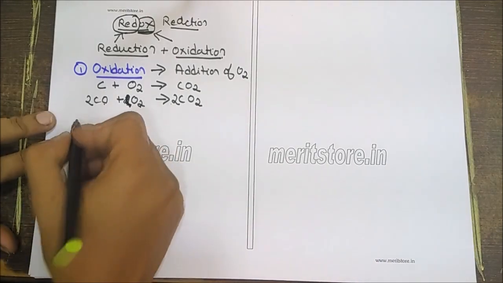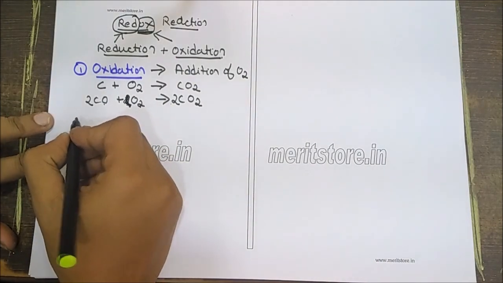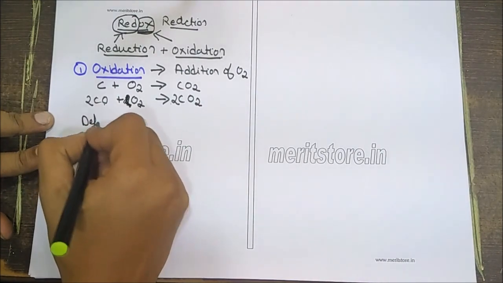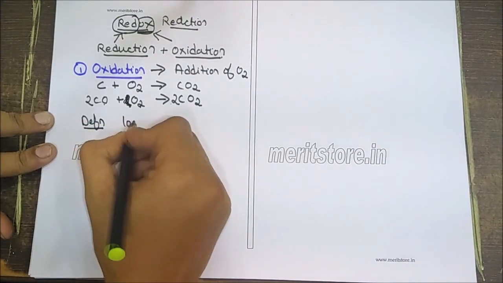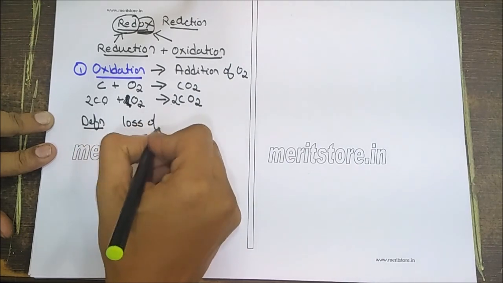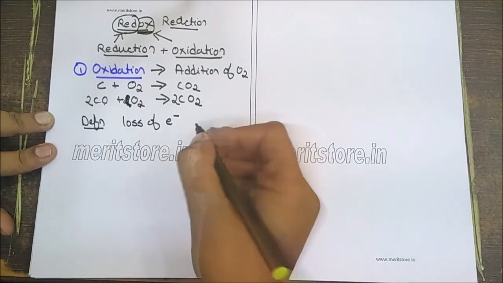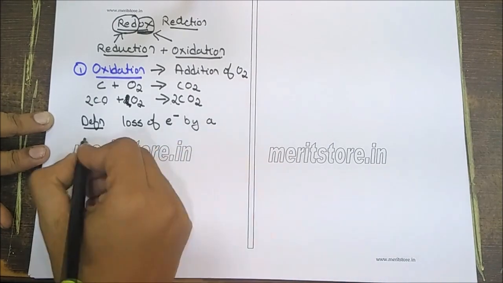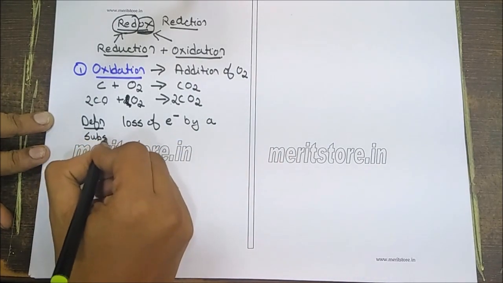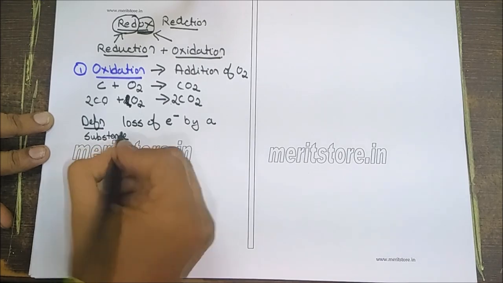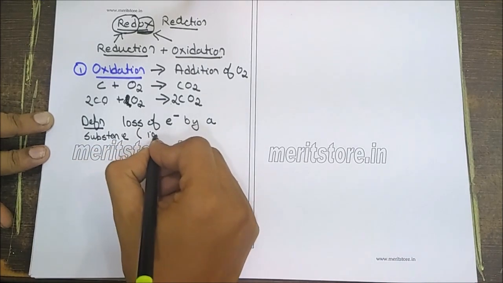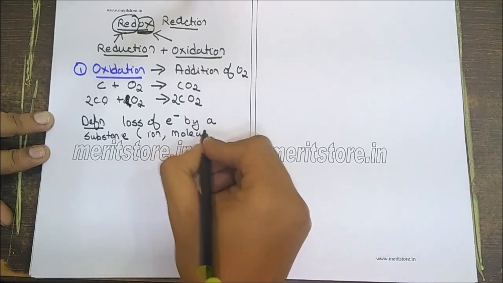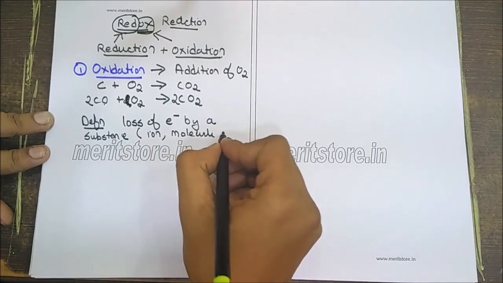Another way of defining oxidation reaction would be, oxidation is also defined as loss of electrons. Loss of one or more electrons by a substance, which can either be an ion or a molecule or a compound.